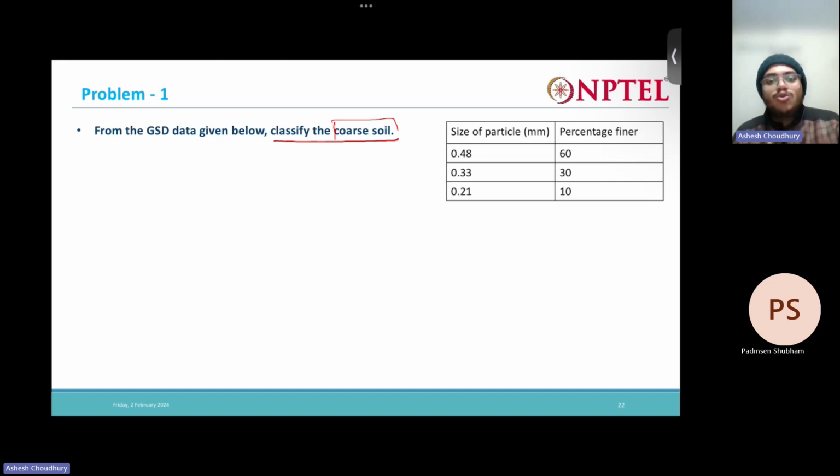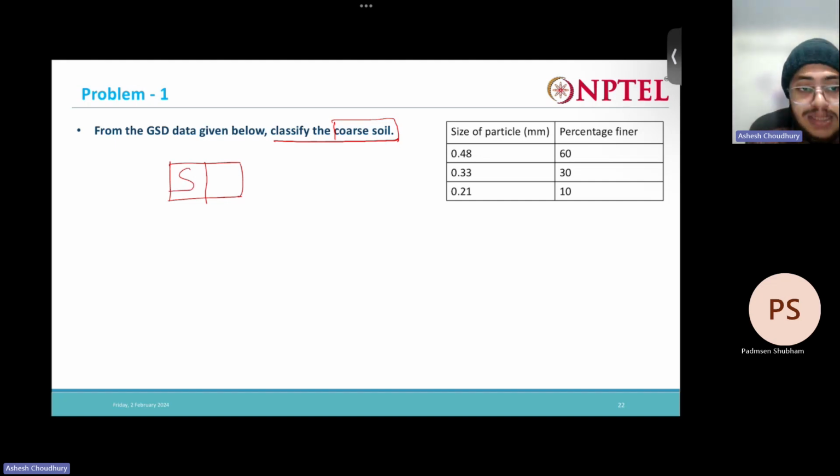Now, you are saying this is sand. How is it sand? If the particle size is smaller than 4.75 mm, that coarse soil will be sand, not gravel. Here 100% of the soil is smaller than 4.75 mm. That's why this soil is sand. So first, the prefix we have identified is sand.